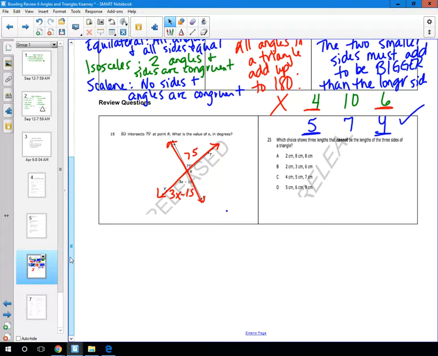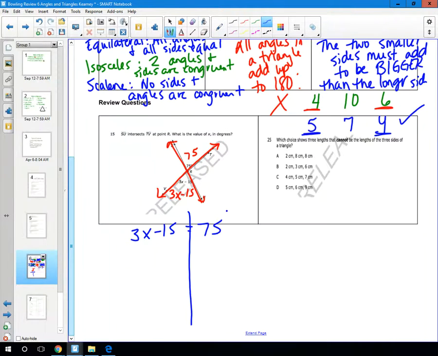Now, if you look at the top, what do you call two angles that are directly across from each other? Vertices are touching. Vertical. What do we know about vertical angles? They are congruent. So if this top one is 75, what do we know about the bottom one? It is also 75. So that means we can say 3x minus 15 has to equal 75. So now we can solve for what x would be.